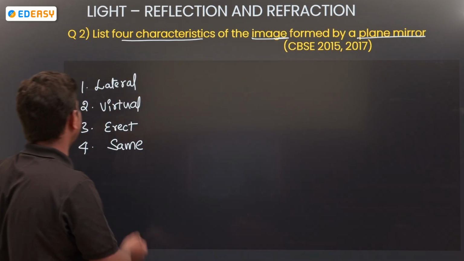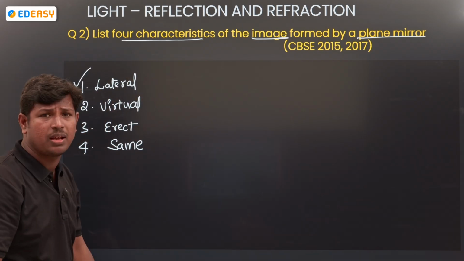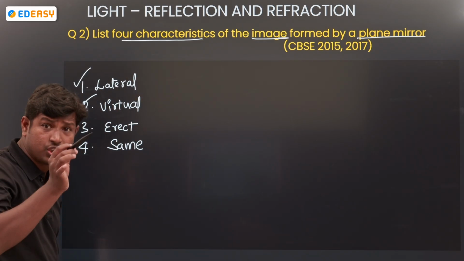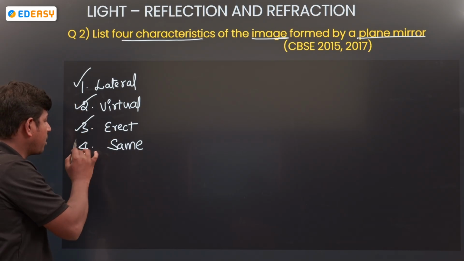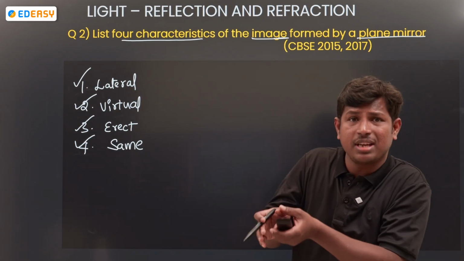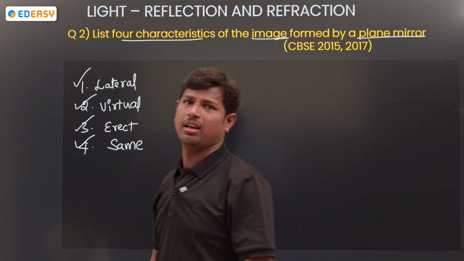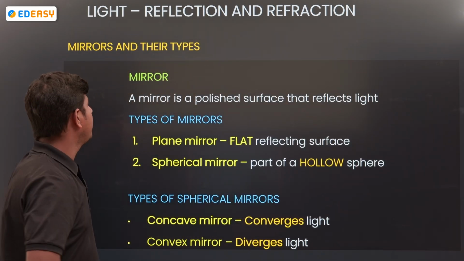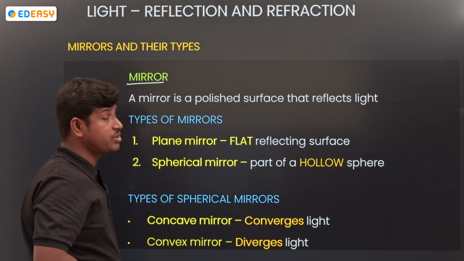So remember the four characteristics. It has the lateral inversion property and it always forms a virtual image. It has the erect property and it forms the same size. However the object is, the image will also be the same. Next, mirrors and their types.